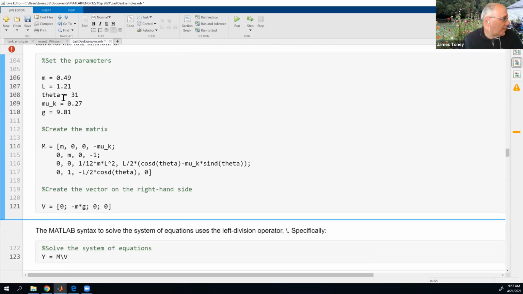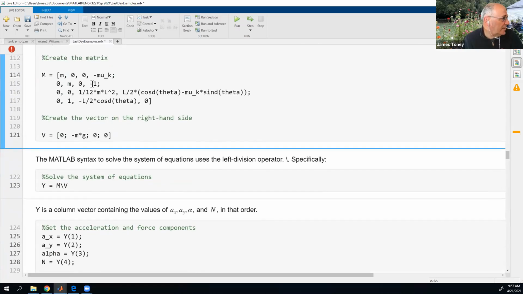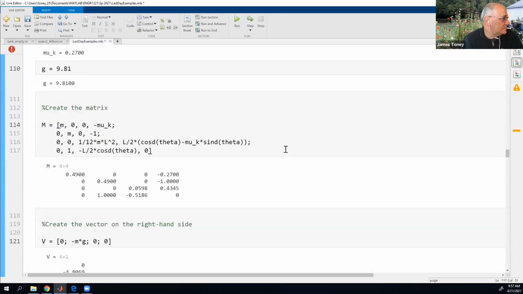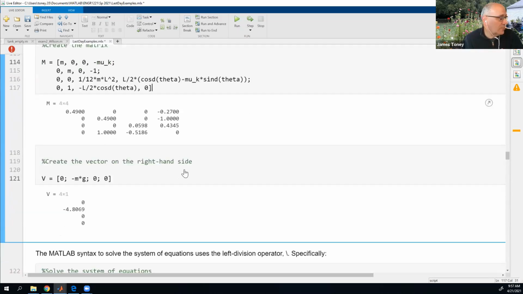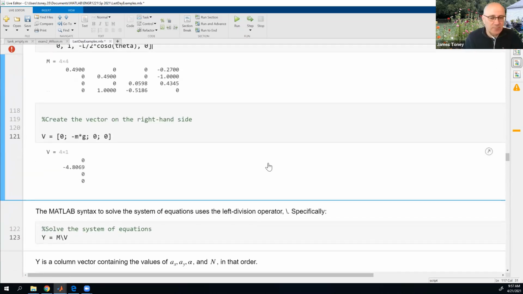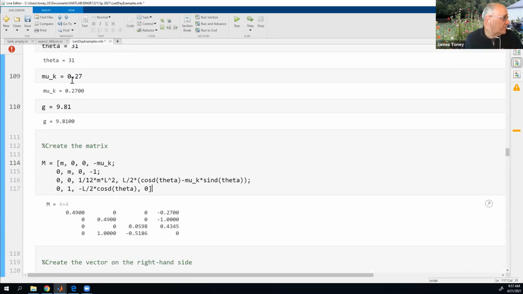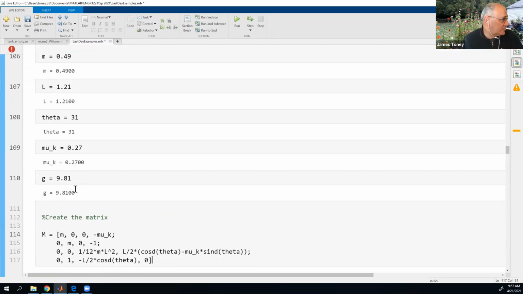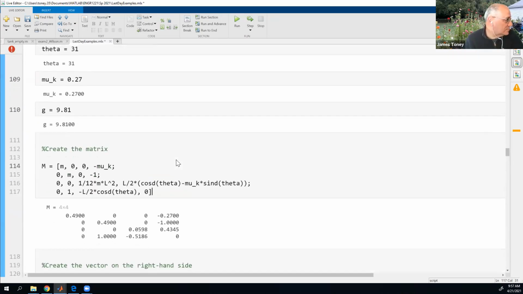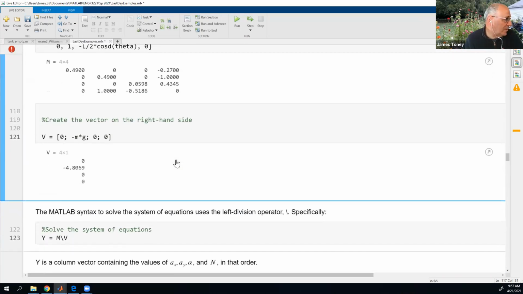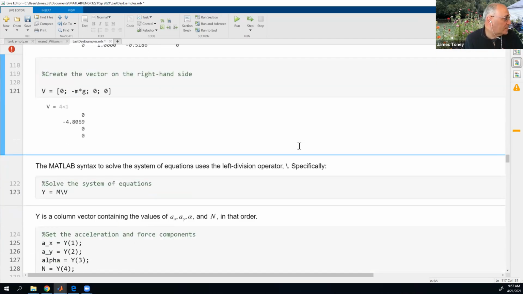All right, so you put in the parameters, you create the matrix, you create the vector. And we're not doing it symbolically here. We don't do any symbolic math in this class. We're just doing it numerically. So we're solving it for a given set of values of these parameters. MATLAB can do it symbolically as well, but that's beyond the scope of what we want to do here.